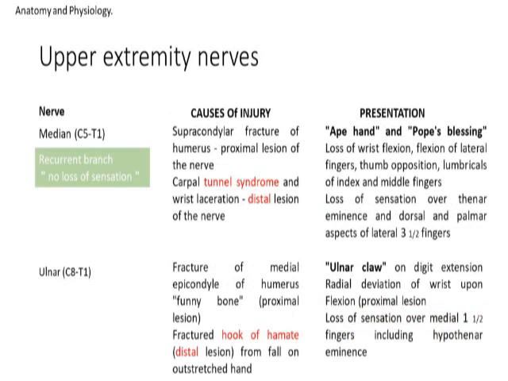Now we have another slide, and we are going to continue with the introductions. Now we are going to talk about two very important nerves, the median nerve and the ulnar nerve. The first of these is the median nerve. The median nerve goes from C5 to T1. In a lesion of its recurrent branch, there is no loss of sensation.